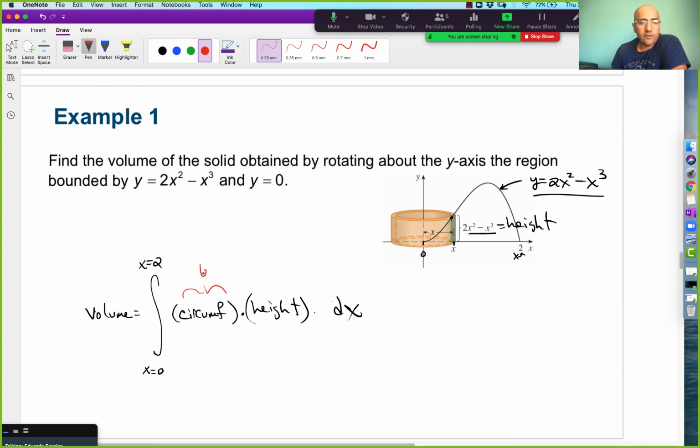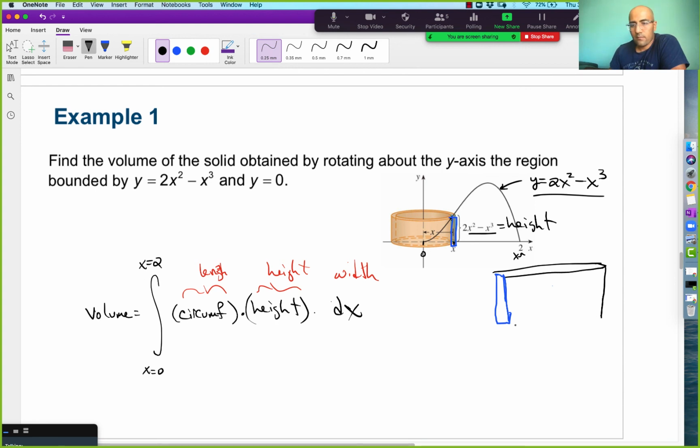Also circumference, which I also called the length, the height, and the width. Right? Again, that's if I take this shell right here and roll it out, I would get something that looks like this. Only less ugly, but you get the point.